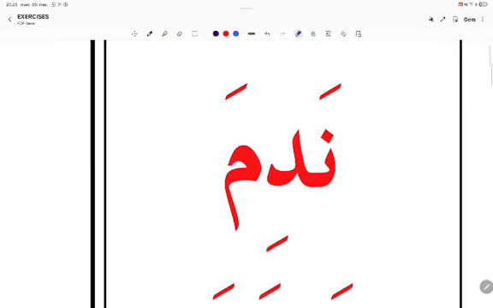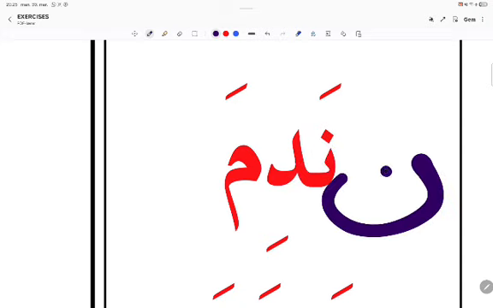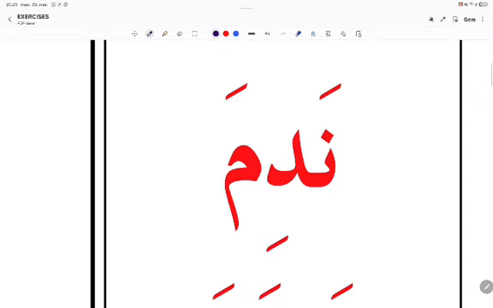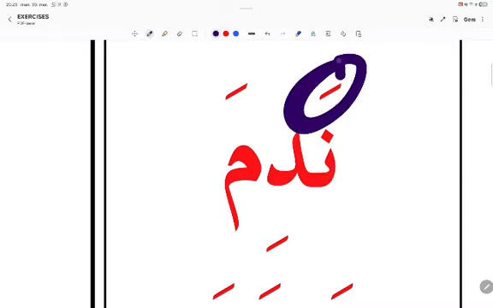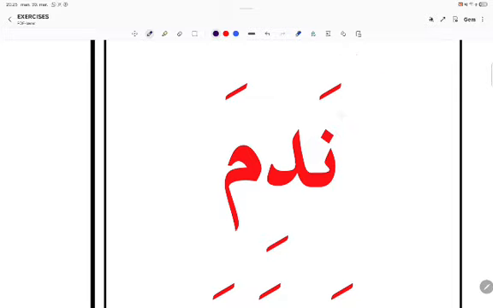Now we have noon. This is noon. When it's written in the beginning or in the middle, then we will have one teeth and the dot will be above. And when we have one teeth and the dot is below, it's ba. But when we have a teeth and the dot is above, we have noon. Yes. Noon, fatha, na.